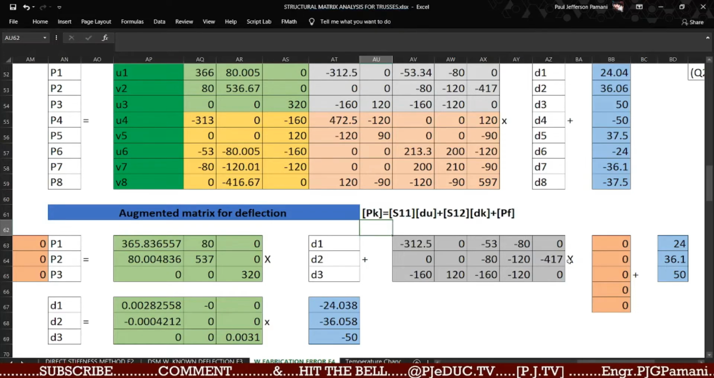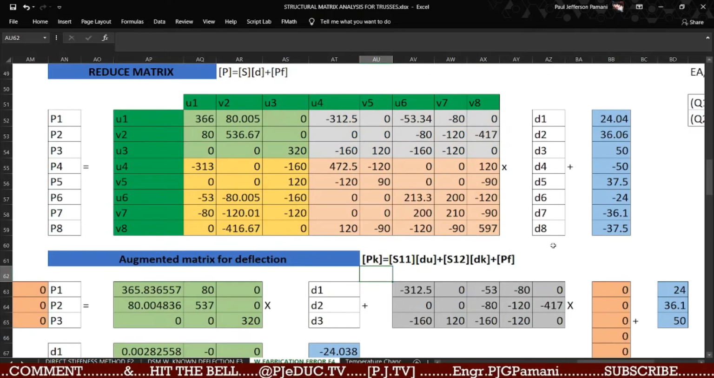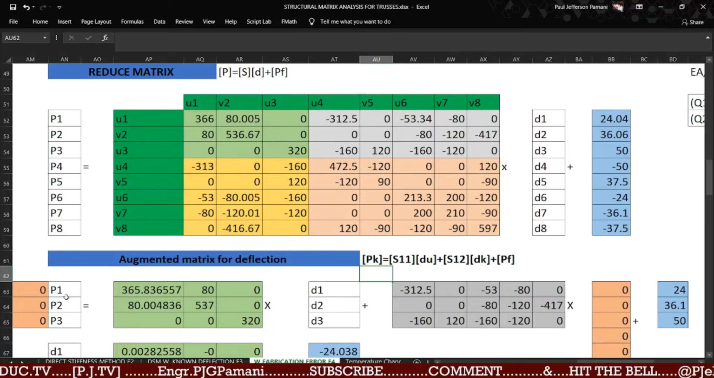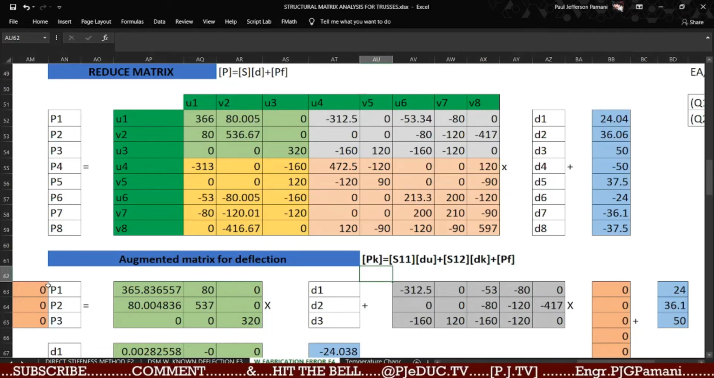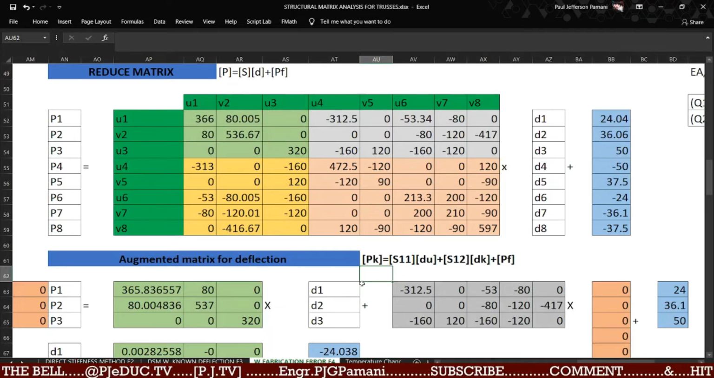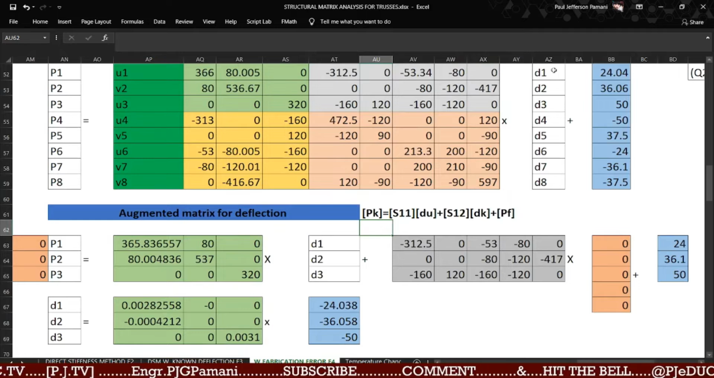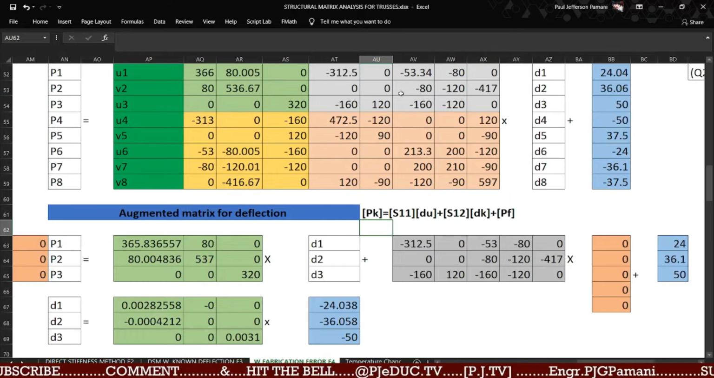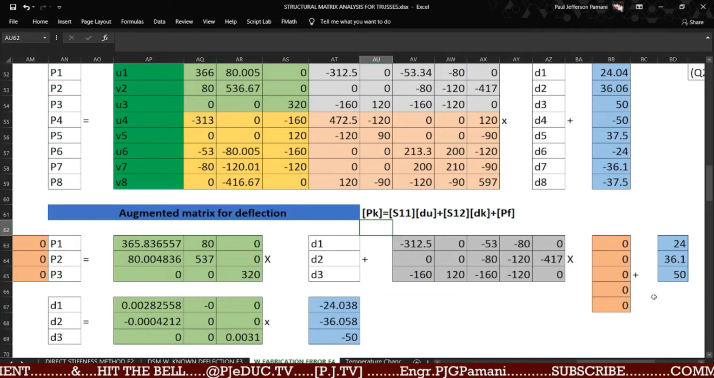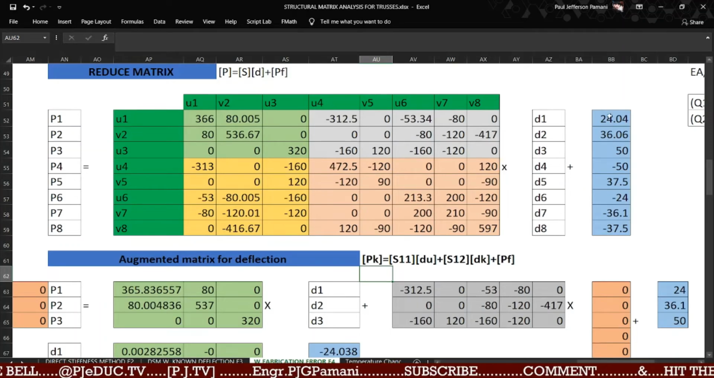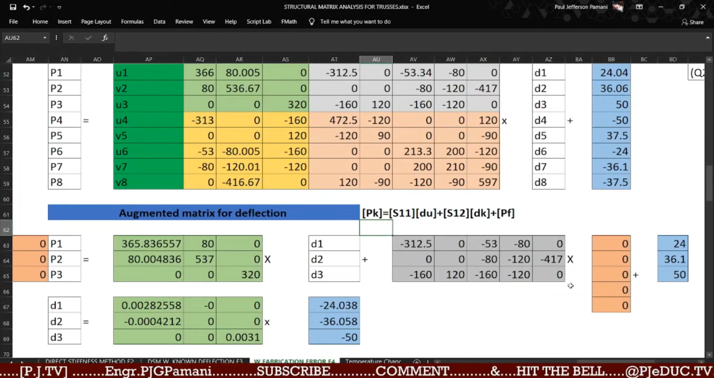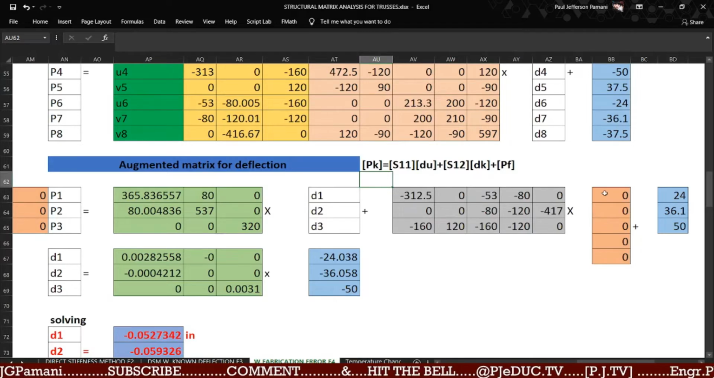Okay? Nakita kung saan nakuha yan? Nakita? Hello? P1 to P3, 0. This, yes. Then this, multiply the D4 to D8, plus ito, PF1 to PF3. So simplify, that is basically 0. Diba? 0 na yan.